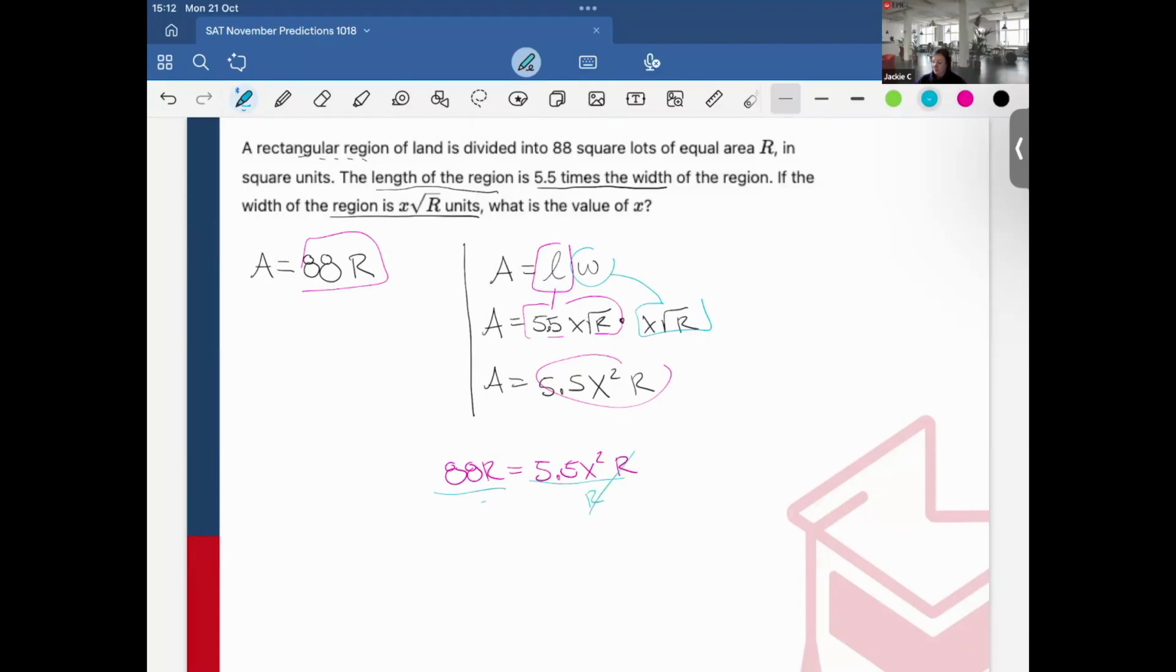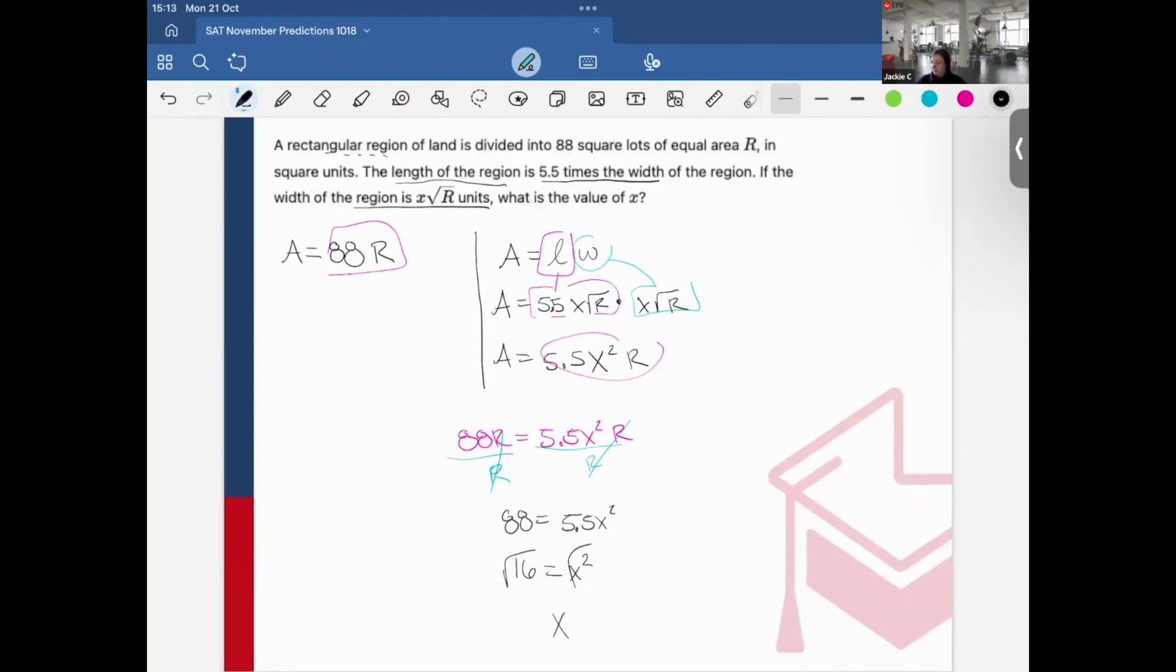Divide out r. And I get 88 is equal to 5.5 x squared. Divide each side by 5.5. This will give me 16. And take the square root. And I get that x is equal to 4. And that is our answer.